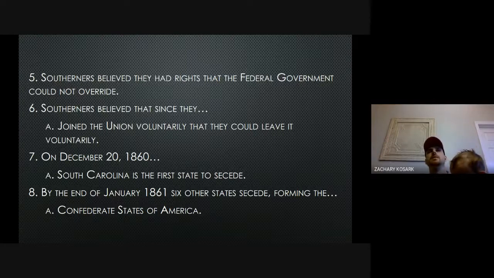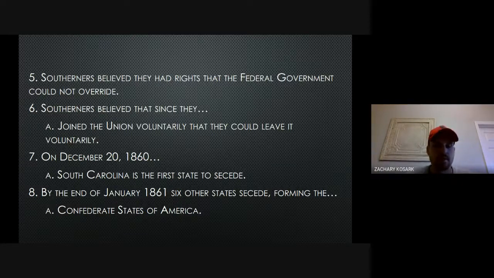Most recently, in recent history, you have the Affordable Care Act. Obamacare is a federal law that's all over the country, but some states have voted to say it's not the best thing for our state, so we are going to cancel it out or repeal it. So Southerners believe that since they voluntarily joined the Union, they could voluntarily leave it if they wanted to. It's like saying, "Hey, I showed up to this party. I drove myself here. I can leave if I want to."